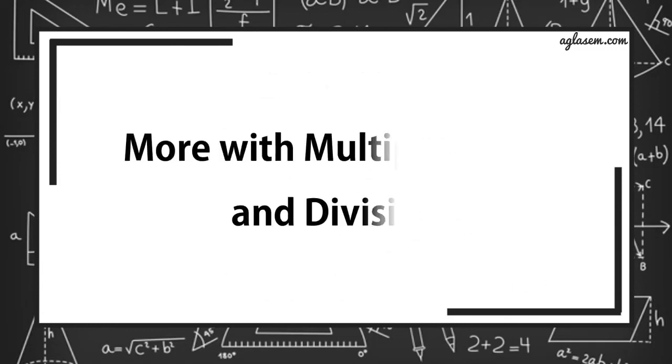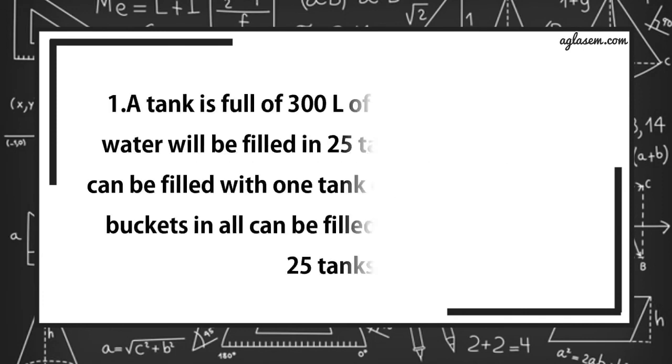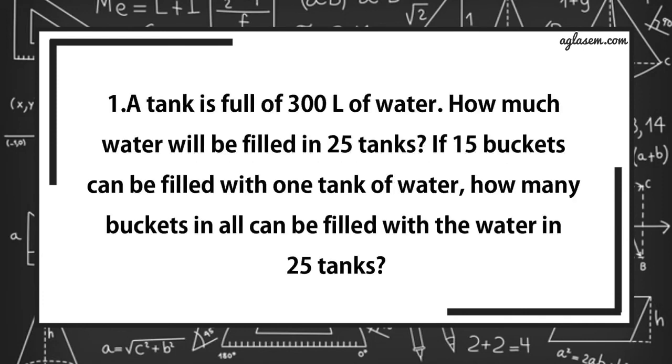Further, more with multiplication and division. Question number 1 says, a tank is full of 300 liters of water. How much water will be filled in 25 tanks? If 15 buckets can be filled with one tank of water, how many buckets in all can be filled with the water in 25 tanks?